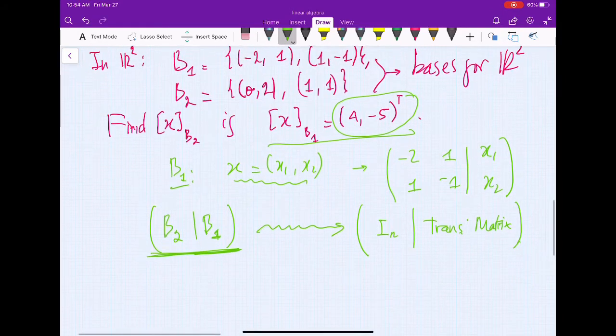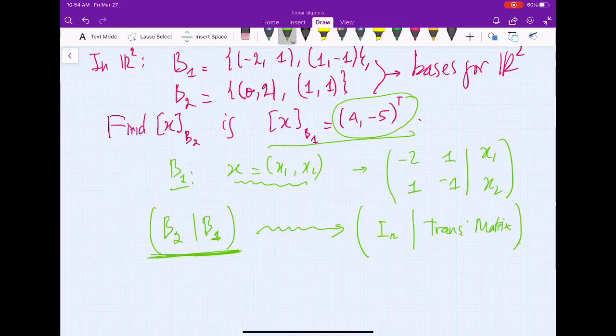Okay? So let's solve this problem. I write in the column form. Don't forget that, in the column form. So I write B2 in here: 0, 2. In here I have 1, 1. In here I have negative 2, 1. And 1, negative 1.